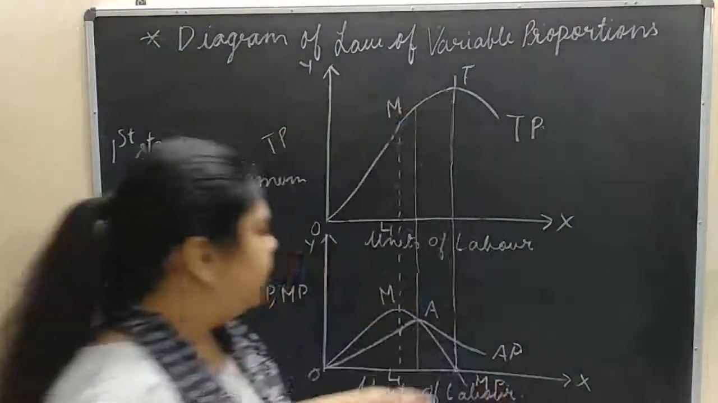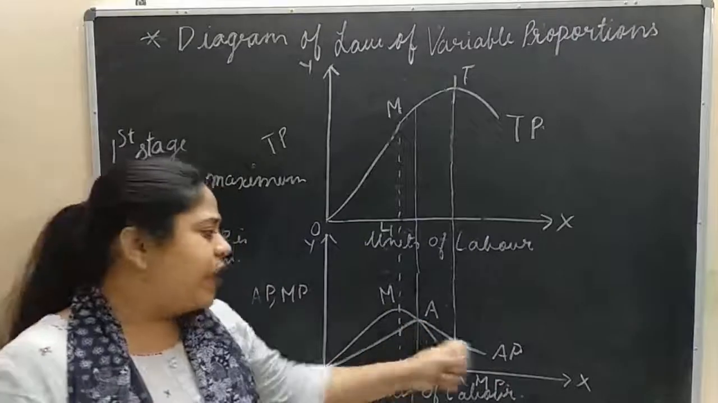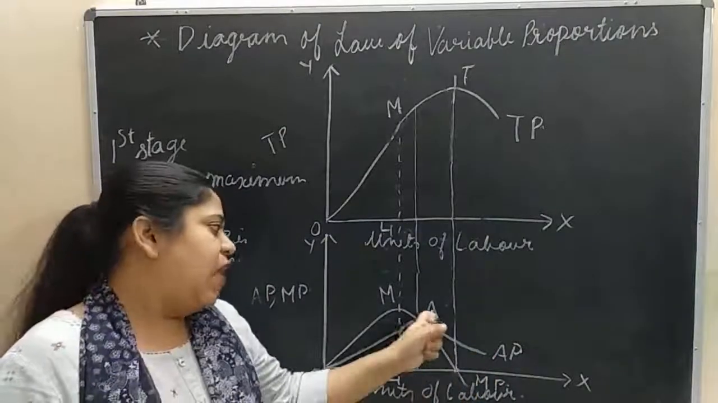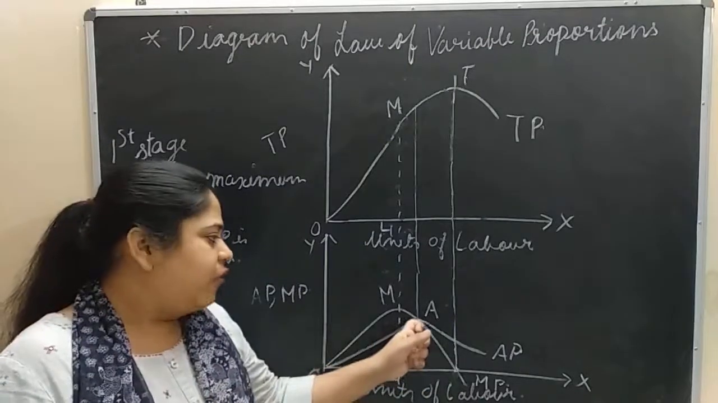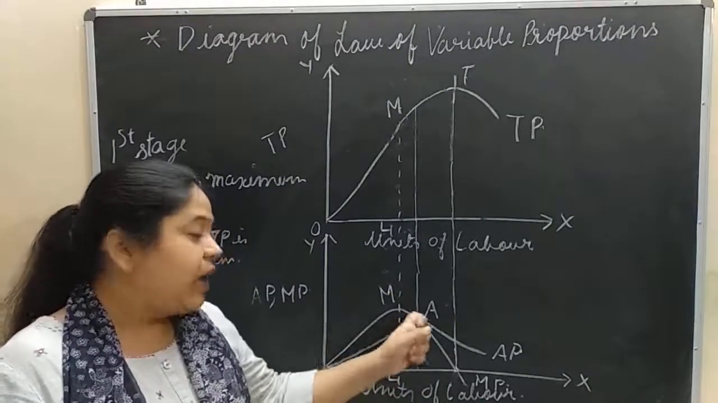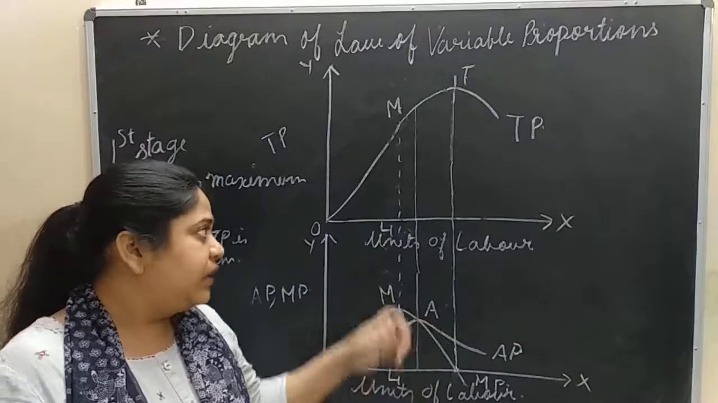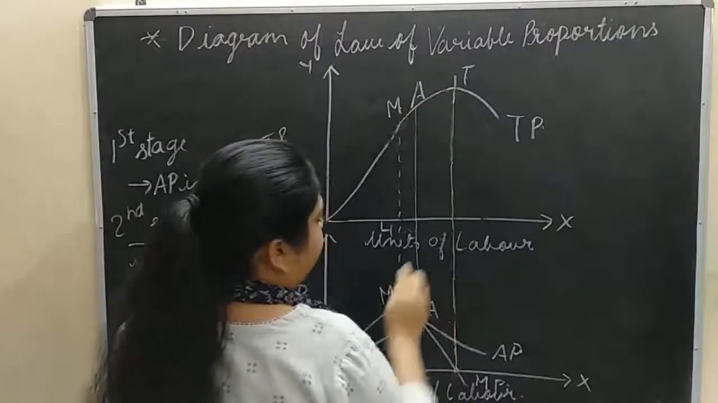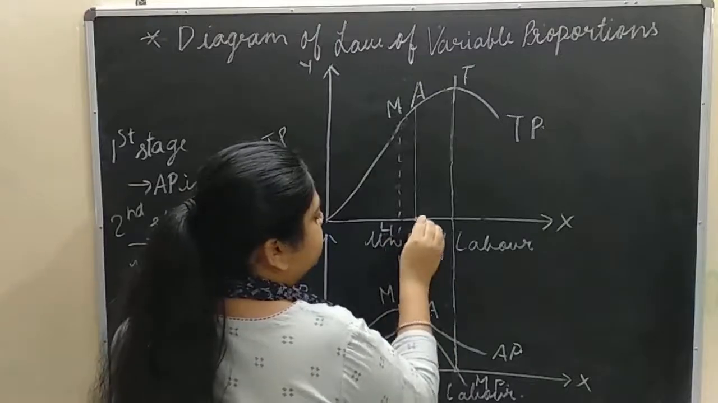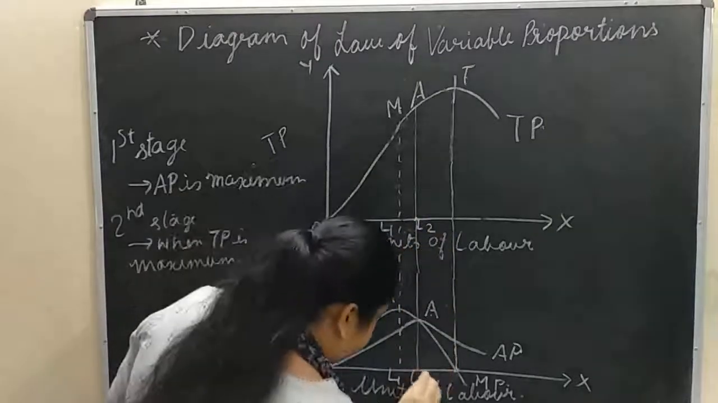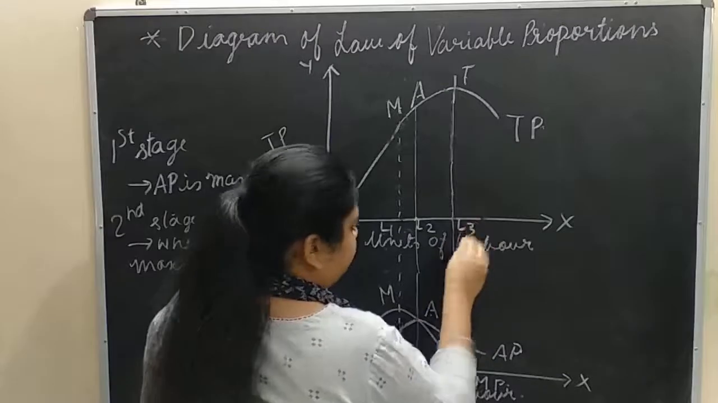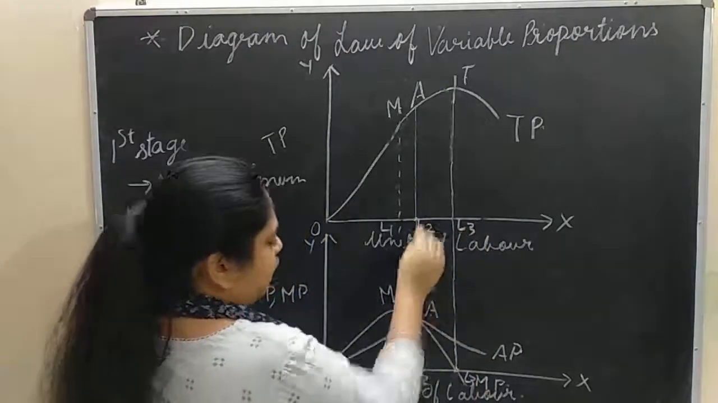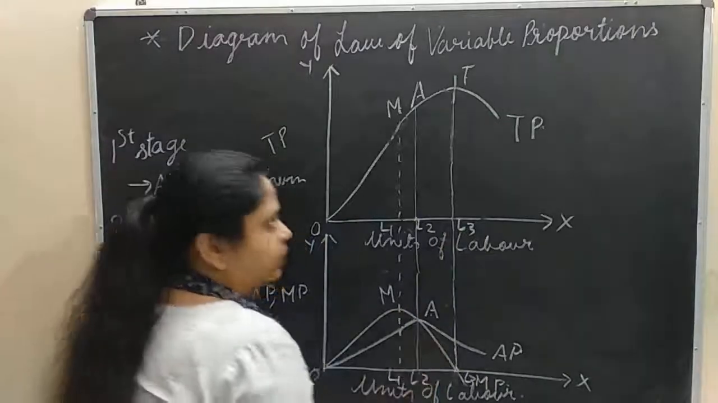So what I did: the point where AP is meeting MP is the maximum point of AP. I have marked that point as A, and I have drawn a line beneath and above. I name this point also as A. This is L1. This position will become L2. This will become L3. Now we are going to mark it: the dotted line L1, L2, L2, and L3, L3.